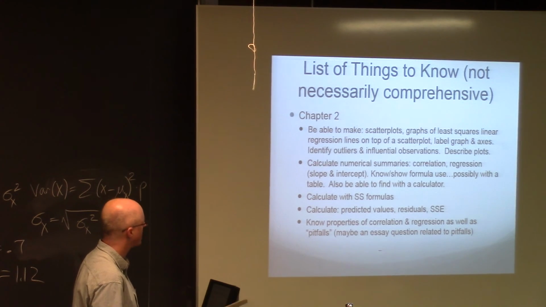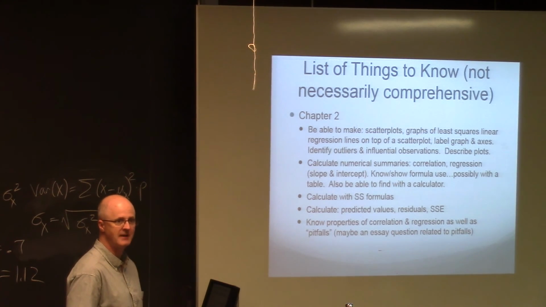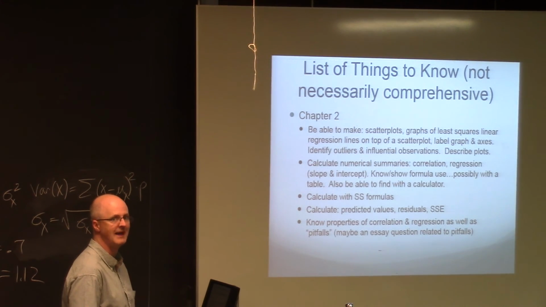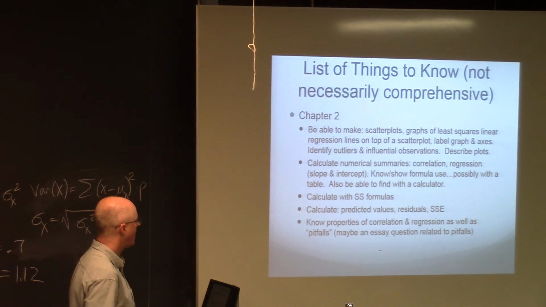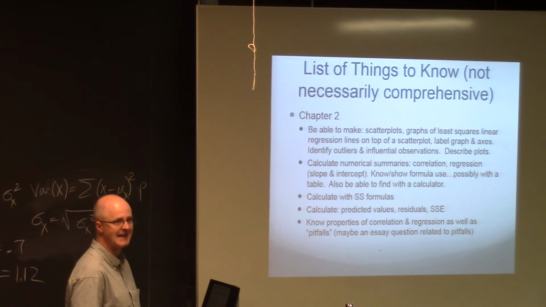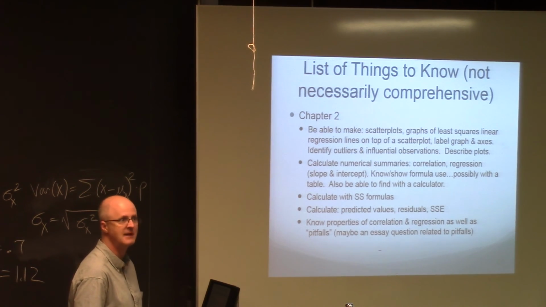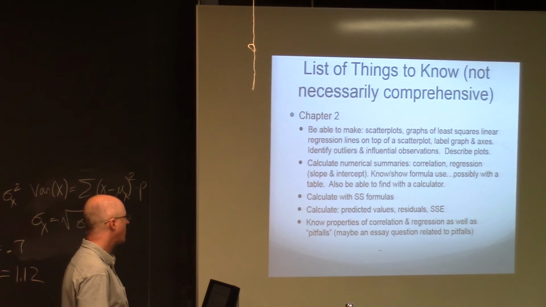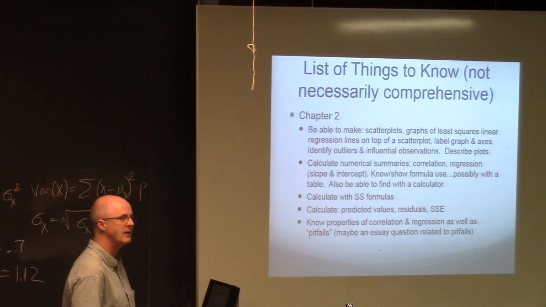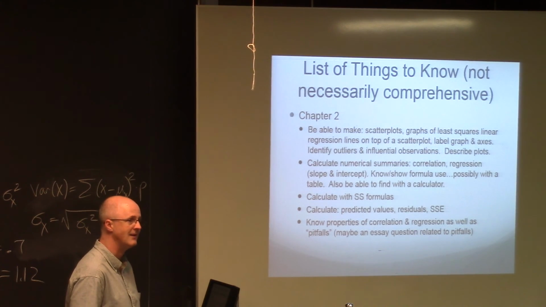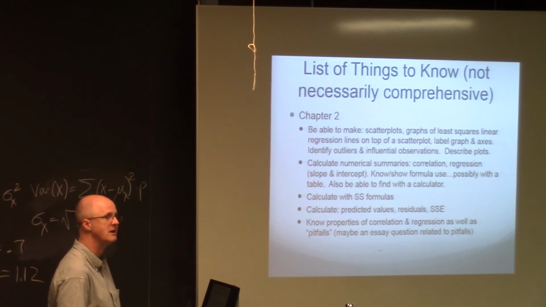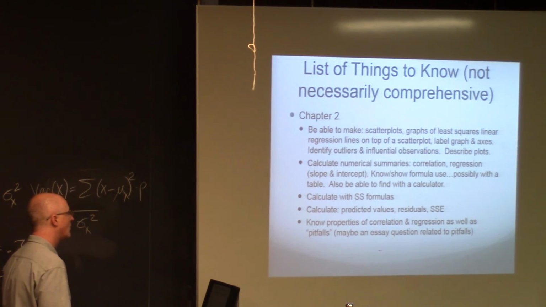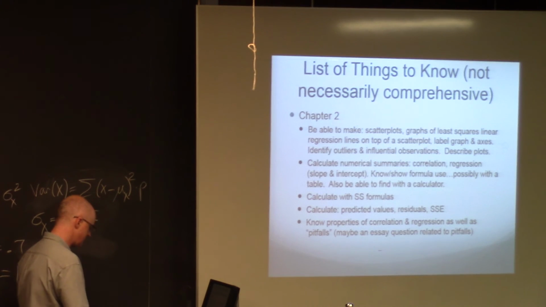Do calculations, know the formulas, be able to use them, including the SS formulas, and if you look at old tests and practice problems, you will see SS formulas come up. Be able to also calculate predicted values, residuals, and SSEs, sum of the squares of the errors, again the word error being synonymous with the residual. Know properties of correlation and regression as well. We talked about those plenty, right? Plenty of PowerPoints in the book. And know pitfalls, maybe an essay question related to pitfalls.